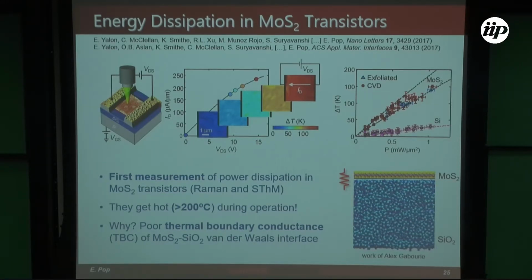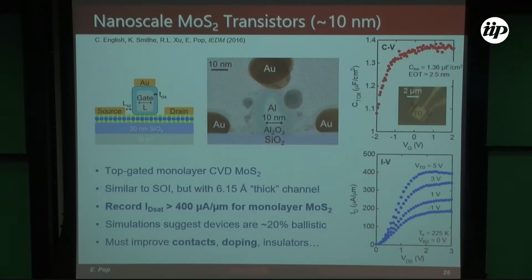And we're still struggling a little bit. I would appreciate your help. I know there's a lot of thermal experts in the community here. And this is, by the way, molecular dynamics work that my student Alex Gabery is doing, trying to understand how to improve that interface thermally without messing it up electrically. And that's something that we're struggling with still.